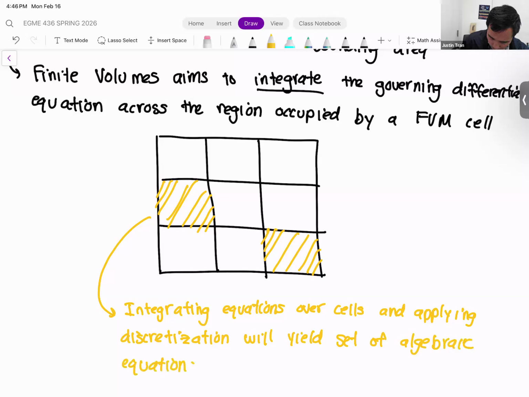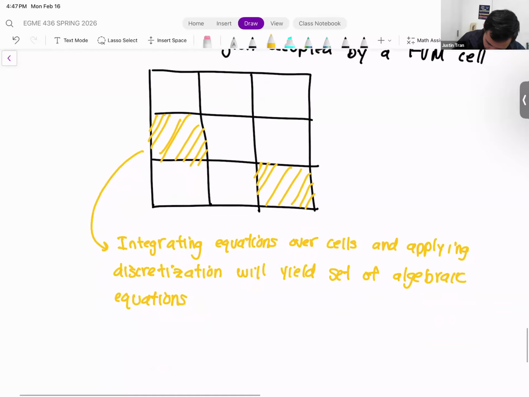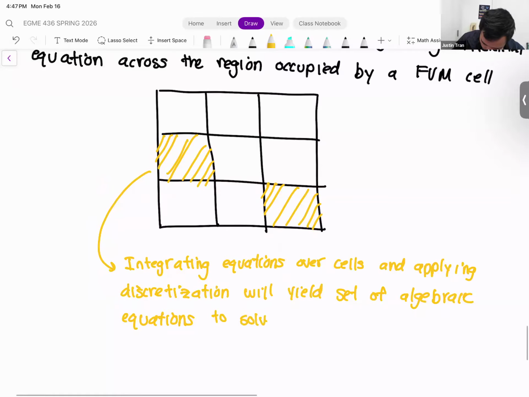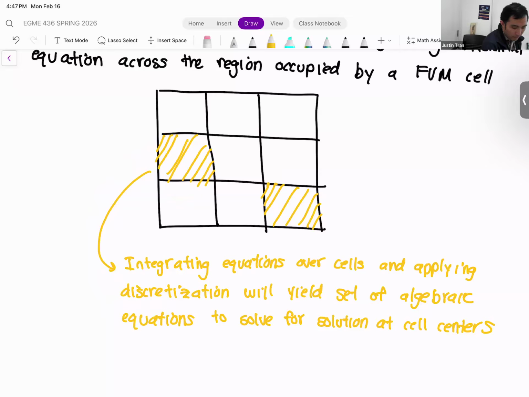Okay. So the goal of finite volumes is the same, right? We're still seeking a set of algebraic equations that we're going to use to solve for our solution at these discrete points, right? That's just the nature of many computational methods, because computers are really good at linear algebra. And so, if you can take your problem and turn it into an algebra problem, that's always a good thing. Okay. And the goal is to solve for the value of our solution at every single cell center.